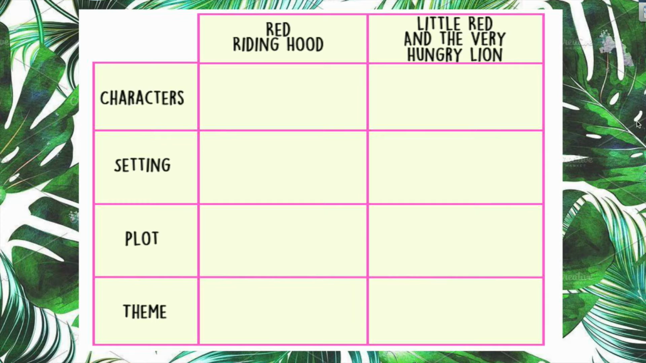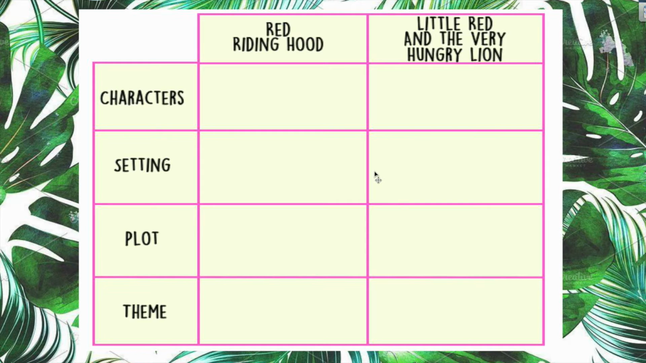Now that we've read both Red Riding Hood and Little Red and the Very Hungry Lion, let's compare and contrast our stories. To compare and contrast our stories, we're going to be using two different charts. This first chart is one that's very similar in your Ready workbook. In the first column, we will be comparing and contrasting the events from Red Riding Hood, and in the second column, we will be comparing and contrasting the events from Little Red and the Very Hungry Lion.